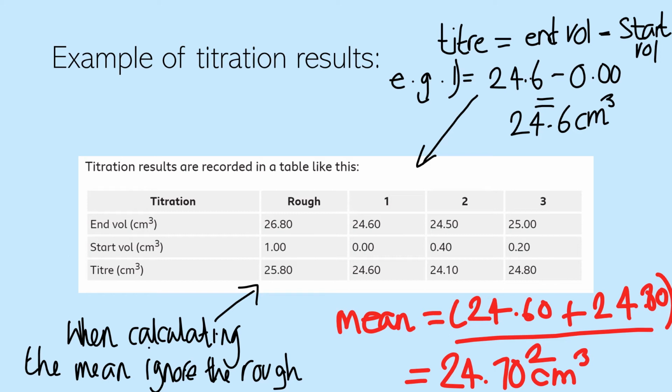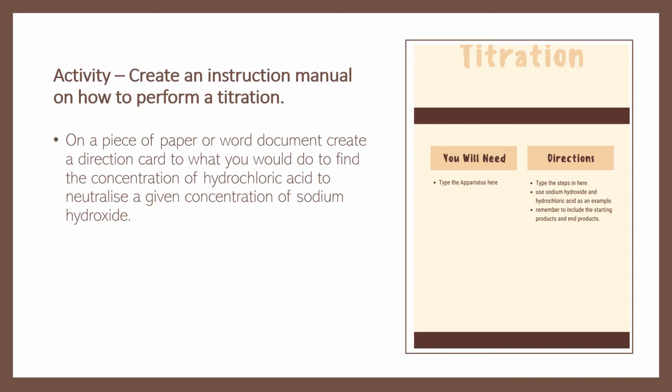So I don't want you to focus too much on calculating the end results. That was just an example of what we would do after. So we now have an activity. I want you to create an instruction manual of how to perform a titration. So on a piece of paper, or you could also use a separate Word document and upload that with your assignment, to have a direction card of what you would do to find the concentration of hydrochloric acid to neutralise a given concentration of sodium hydroxide.